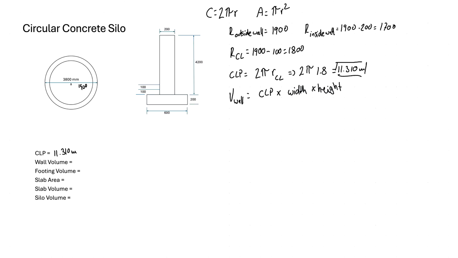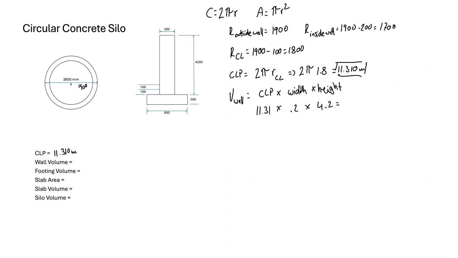So 11.31 times our width. It says 4,200. So turning that into meters, 4.2. Oopsie, and that's our height first. So I'll keep that the same. Sorry, the width is 200 mils. So 0.2 times our height of 4.2. And that's all meters, right?